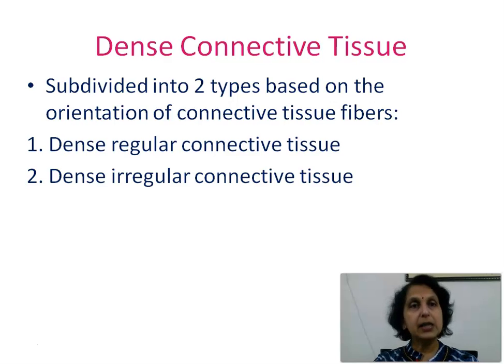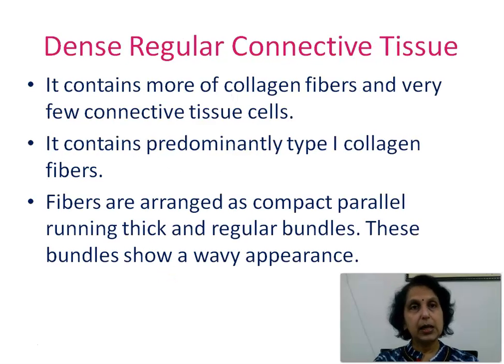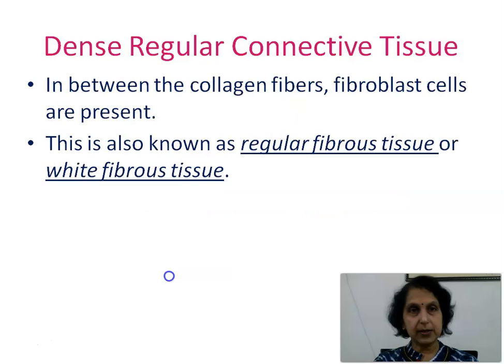The two types are dense regular connective tissue and dense irregular connective tissue. Dense regular connective tissue contains more of collagen fibers and very few connective tissue cells. It contains predominantly type 1 collagen fibers. Fibers are arranged as compact, parallel running, thick and regular bundles. These bundles show a wavy appearance. In between the collagen fibers, fibroblast cells are present. This is also known as regular fibrous tissue or white fibrous tissue.